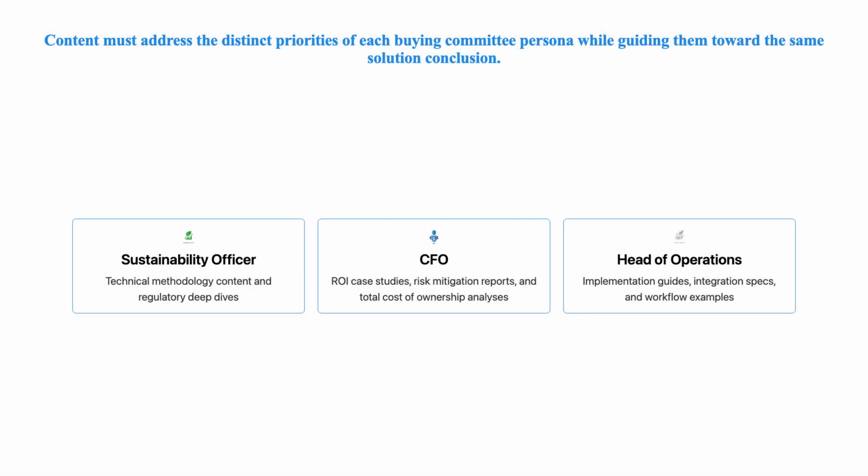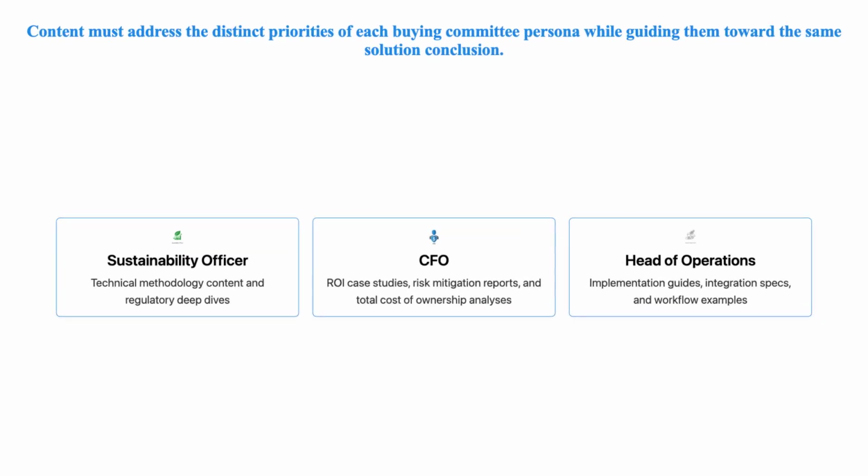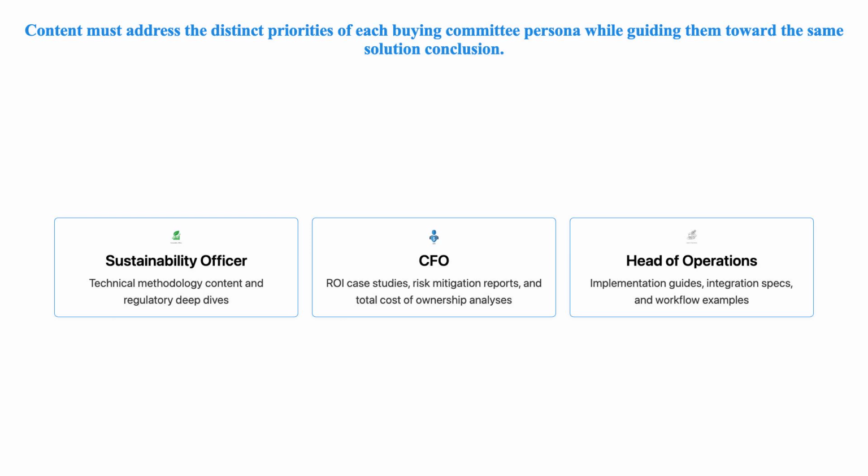Remember our 4-persona buying committee. Your content must speak to each member's distinct priorities. For the sustainability officer, your champion, create in-depth technical content, methodology white papers comparing different carbon accounting standards, regulatory deep dives explaining nuances of SEC versus BRSR requirements, and technical guides for Scope 3 emissions calculation. They need content that demonstrates your technical expertise and helps them make informed recommendations.